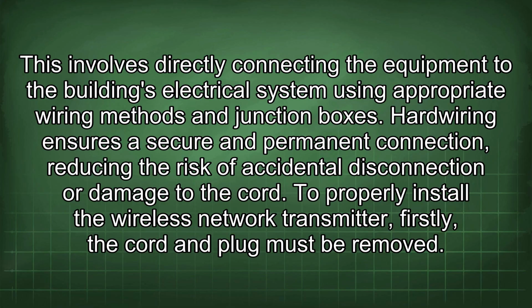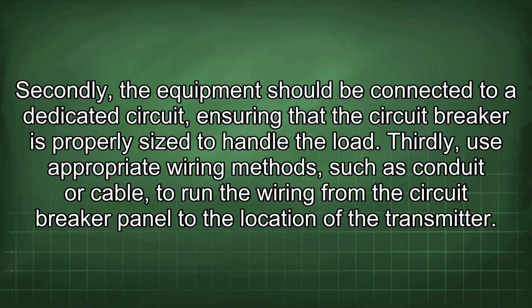To properly install the wireless network transmitter, firstly, the cord and plug must be removed. Secondly, the equipment should be connected to a dedicated circuit, ensuring that the circuit breaker is properly sized to handle the load. Thirdly, use appropriate wiring methods such as conduit or cable to run the wiring from the circuit breaker panel to the location of the transmitter.